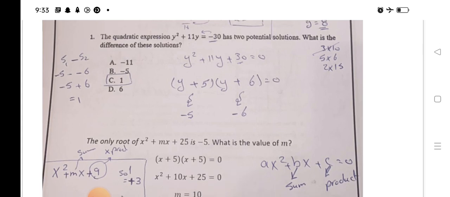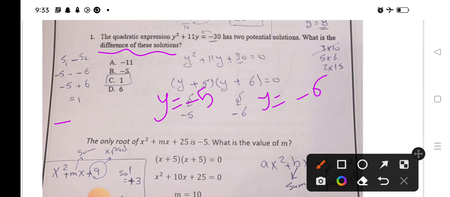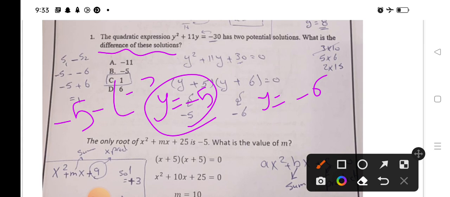Y plus 5, y plus 6. This means y is automatic, then the opposite sign. Easy, easy. Miss, it's finished. No, it's not finished yet. I want to know the difference between the two solutions. Negative 5 minus negative 6. Negative, negative, positive. Negative 5 plus 6 gives me 1. So the answer is 1.